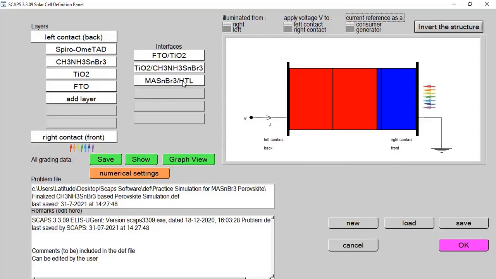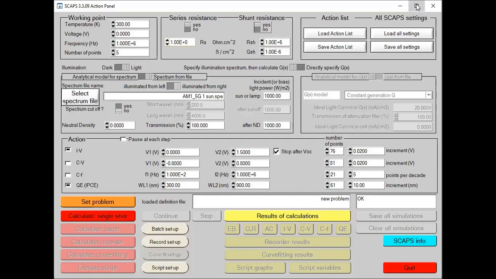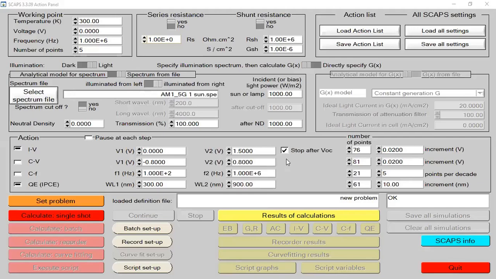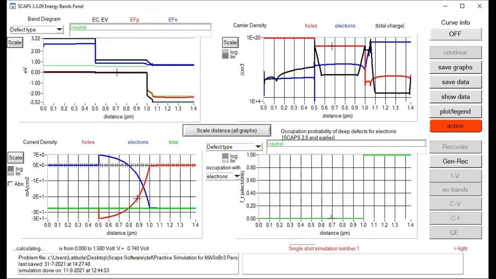And we are going to start the JV characteristic analysis now. We have already clicked the JV or IV action, and the IV simulation button is already on. Now I'm going to start the JV characteristic analysis. I need to click the OK button. Okay. So now I'm going to run my simulation. I'm going to compute the JV characteristics analysis, and then I can optimize my graphical representation. So I need to click calculate single shot. We need to wait while the simulation is being carried out.